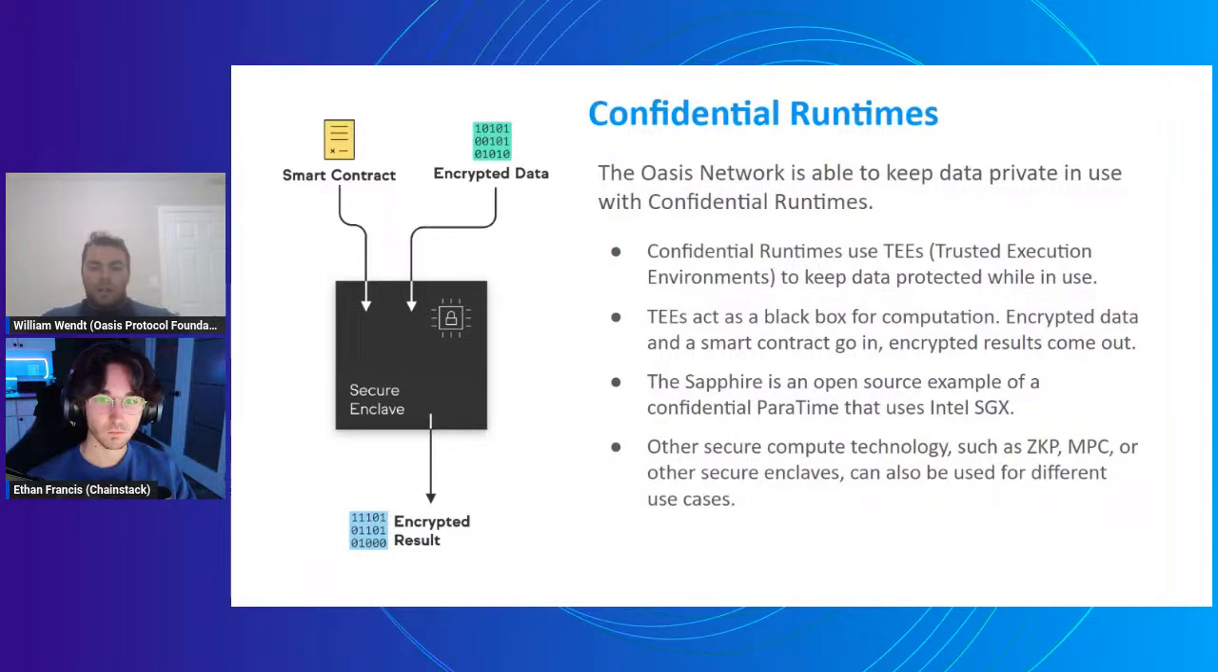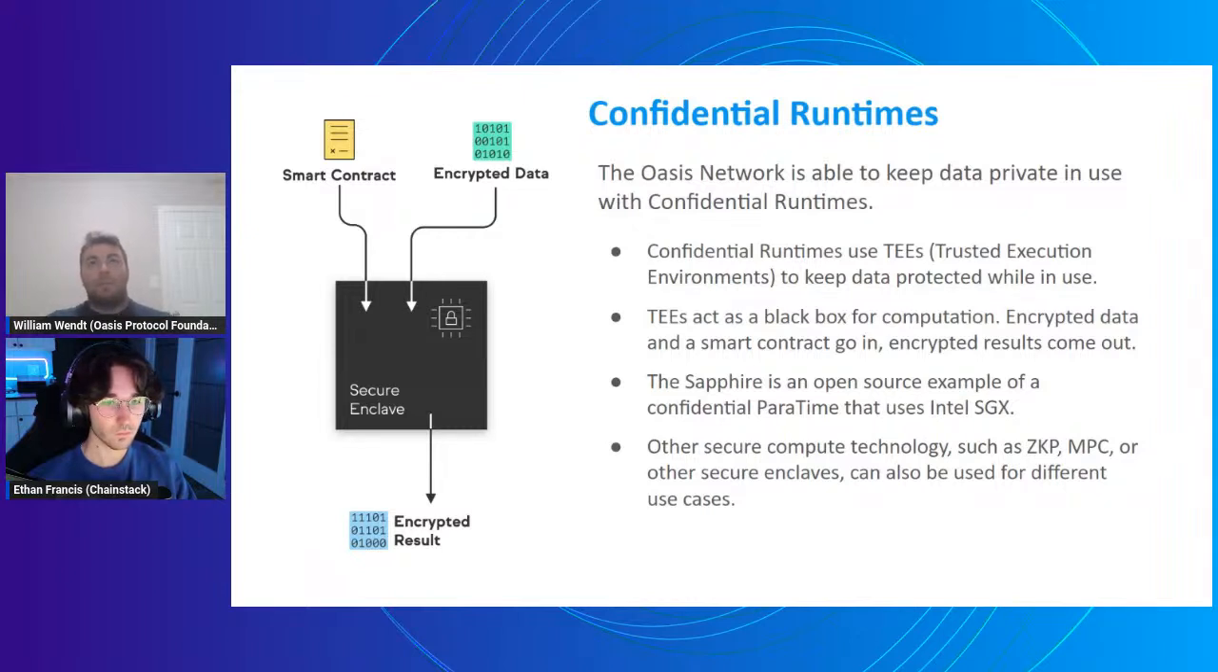A bit about our confidential runtimes, which are the Sapphire and Cipher paratimes. Basically, the way that the confidentiality works is that all validators on the network run what are known as trusted execution environments, which operate as a black box that the validators can't see inside.